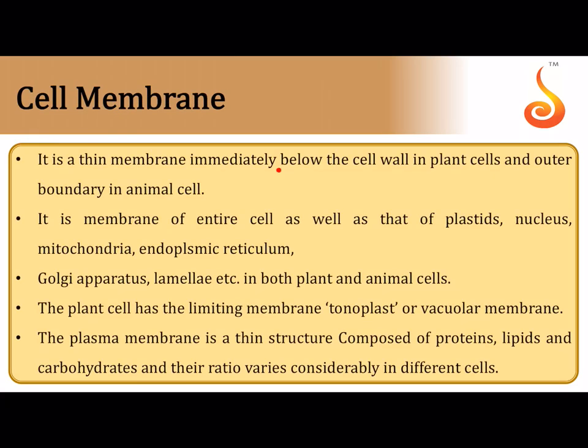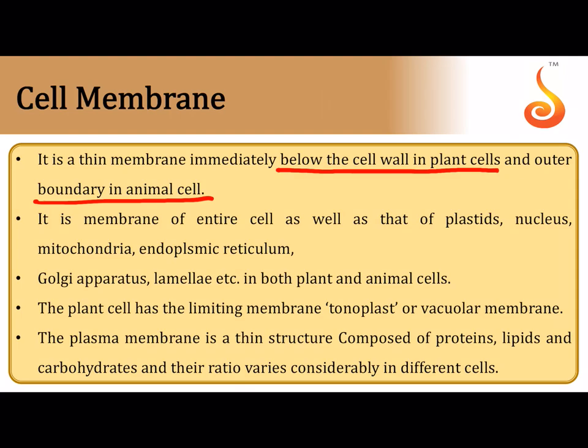Cell membrane is present immediately below the cell wall in plant cells and bacterial cells, and it is present as the outermost boundary of the cell in the case of animal cells. Cell membrane is usually covering the entire cell. It creates a distinction between the internal cellular atmosphere, that is the intracellular matrix found inside the cell, which is the cytoplasm, and the extracellular matrix that is found outside.